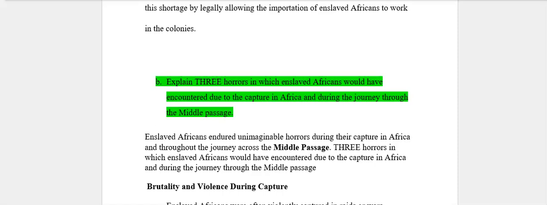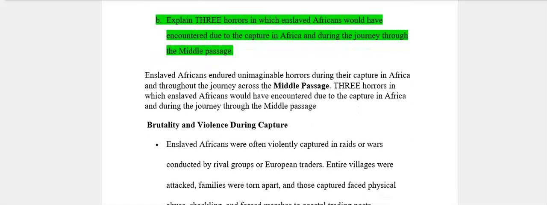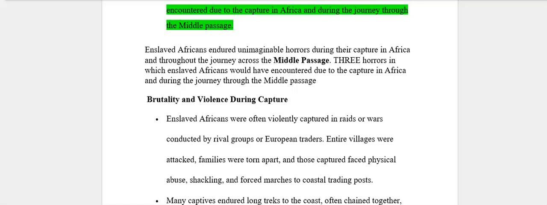Next question, explain 3 horrors which enslaved Africans would have encountered due to the capture in Africa and during the journey through the Middle Passage. Now, enslaved Africans, we all know that they endured unimaginable horrors during their capture in Africa and throughout the journey across the Middle Passage. The 3 horrors are brutality and violence during the capture.